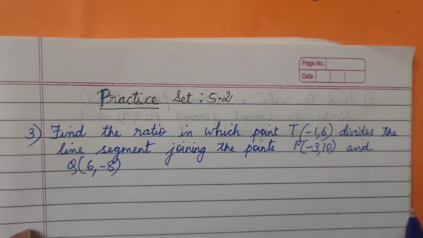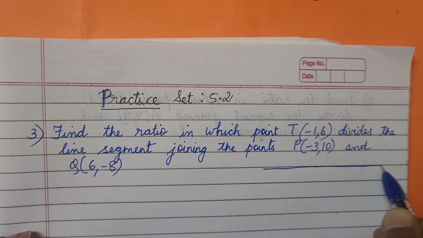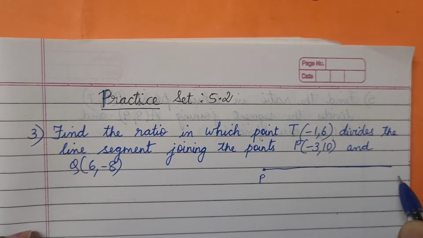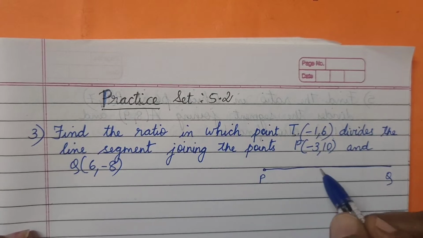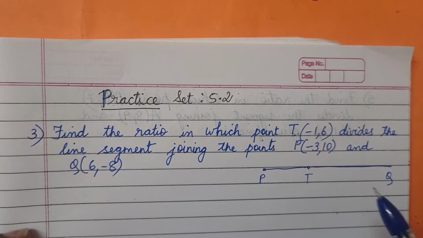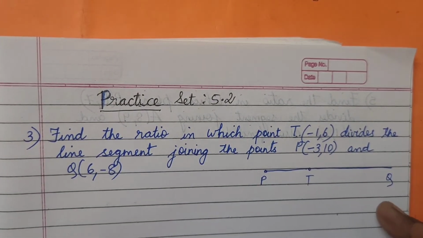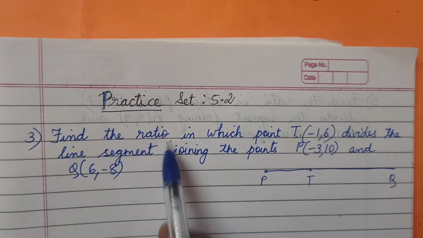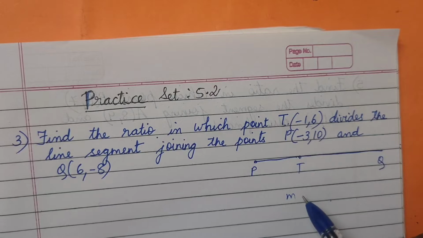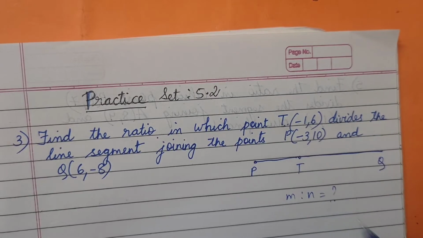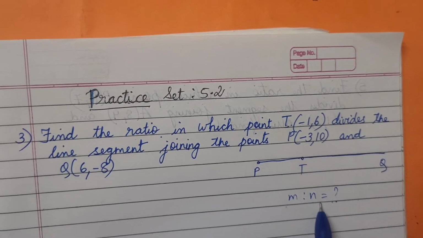That means there is a line segment. What is the line segment? That is PQ. P and Q are here, and T divides the line segment. We do not know what the ratio is here. That is the ratio we have to find out. That means we have to find m is to n, the ratio we generally use in our formula.